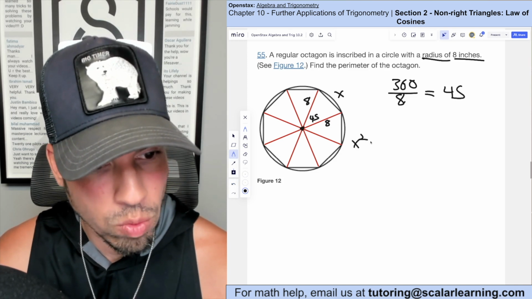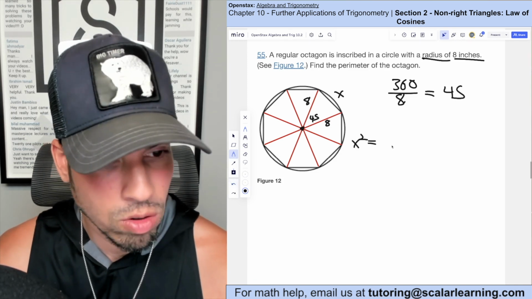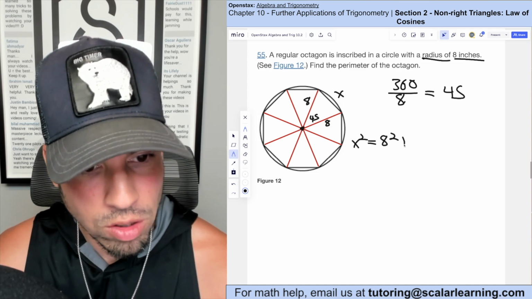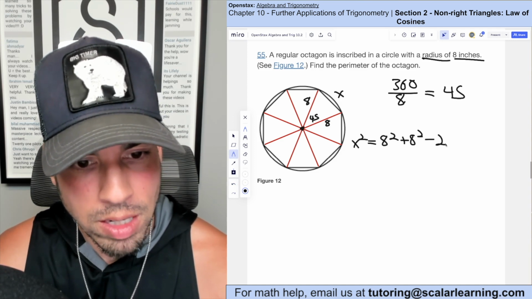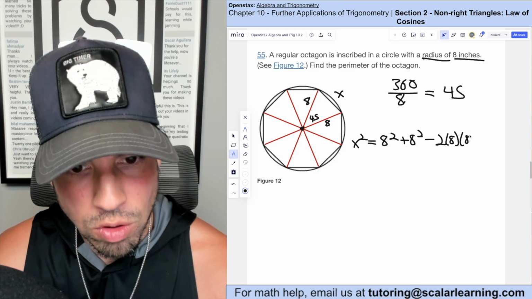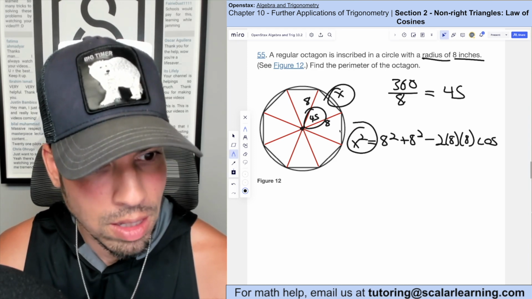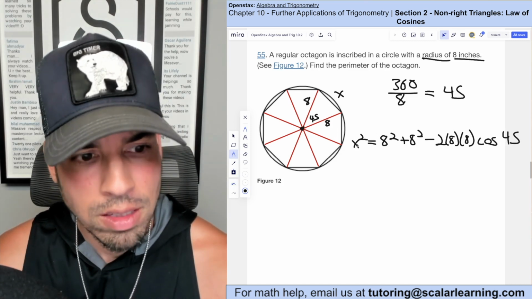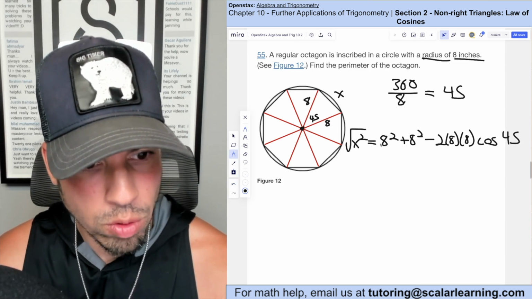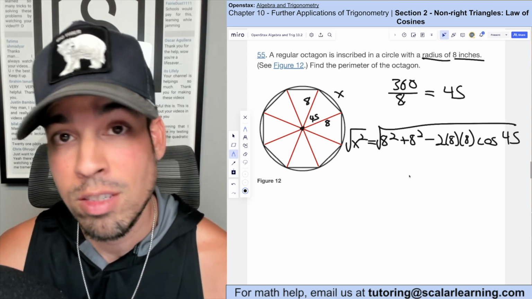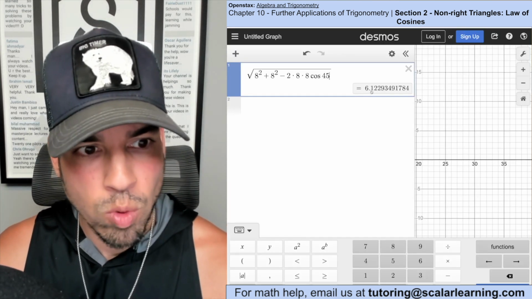We got x squared, the unknown side, which is opposite the known angle, equals one of the sides squared plus the other side squared minus 2 times the product of those two known sides, and then times cosine of the angle opposite this, which is 45. Last, to solve for x, we have to take the square root of both sides. So we're going to plug that into Desmos now. And here we go. We get 6.12 for one side.